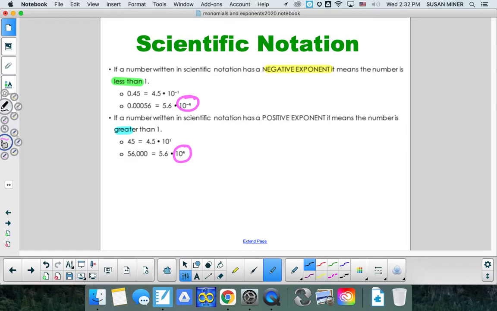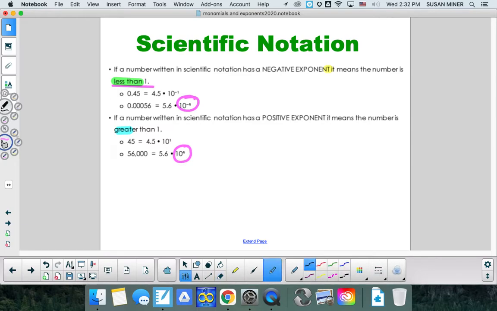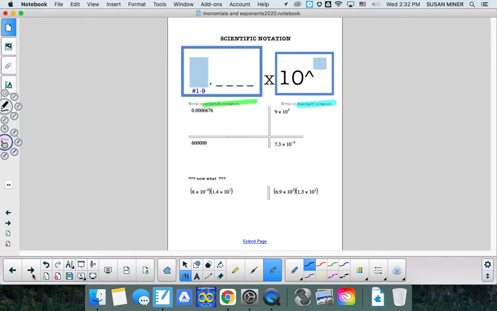And what that means is the number is either going to be less than 1. And remember, if I have a number that has a negative exponent on it, what that really means is I have a fraction, right? It's 1 over that number. And so it is a number that is smaller than 1. And that's kind of what we're talking about here. When I have a positive exponent, it's a number greater than 1 by that many place values. Okay, so let's see how this works.